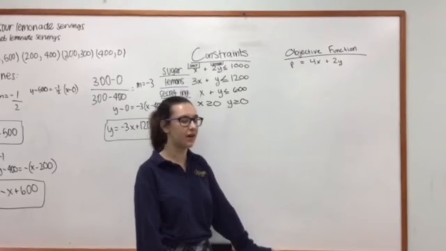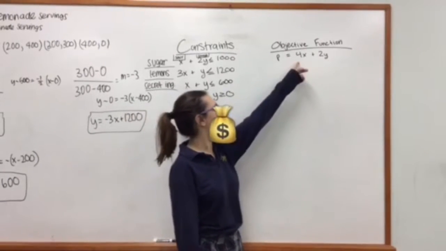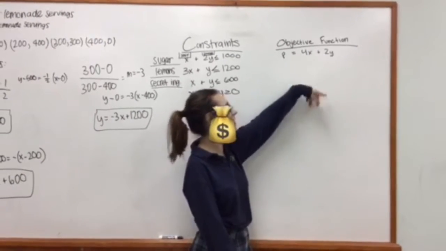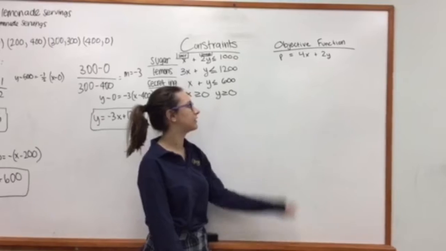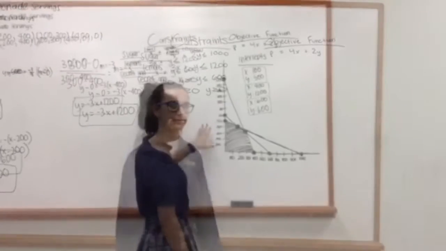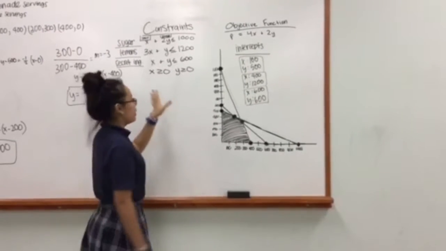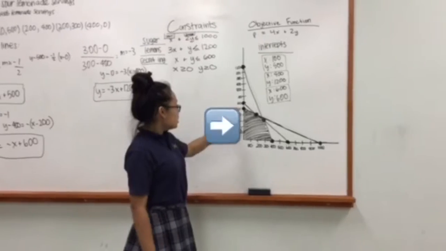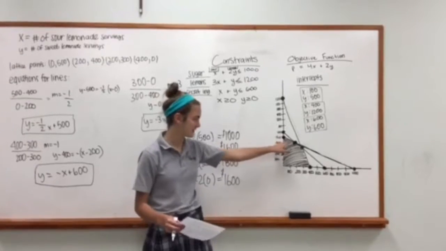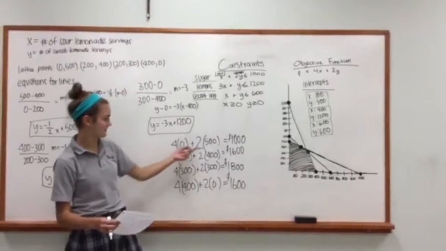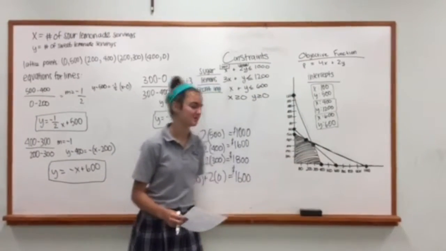Also, after reading the word problem, we came up with our objective function. Since the sour lemonade is sold for $4 and the sweet lemonade is sold for $2, that is going to represent our max profit. In our constraints, we found our x and y intercepts for each line by using slope intercept or x and y intercept. And then we shaded the feasible region. To find our feasible region, we want to find our vertices. So here are our vertices, and you plug them into our objective function to find out our max profit.